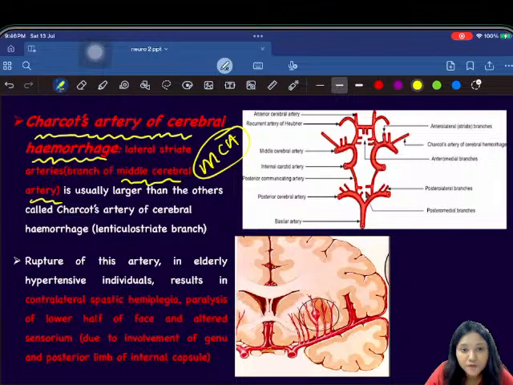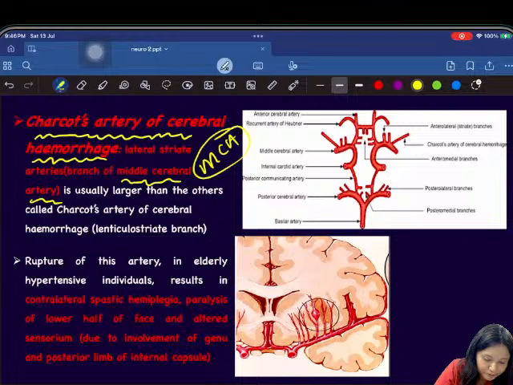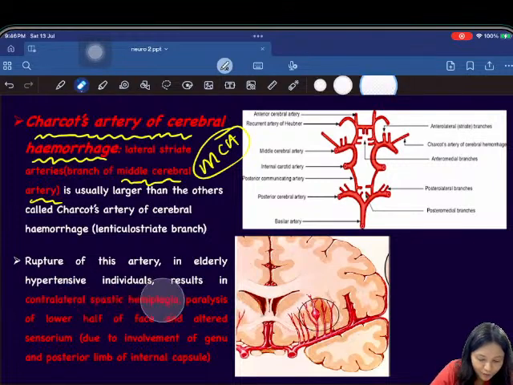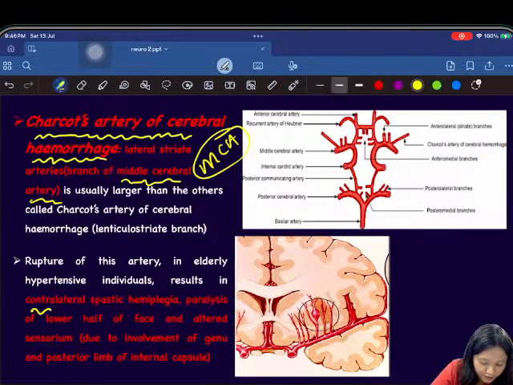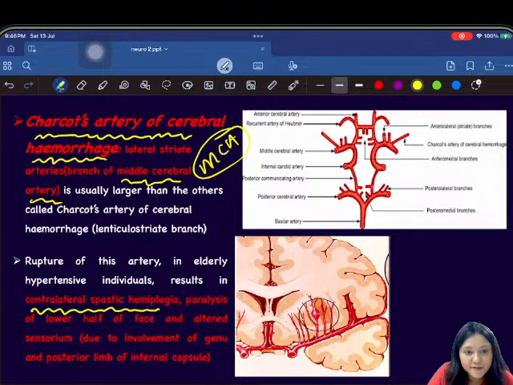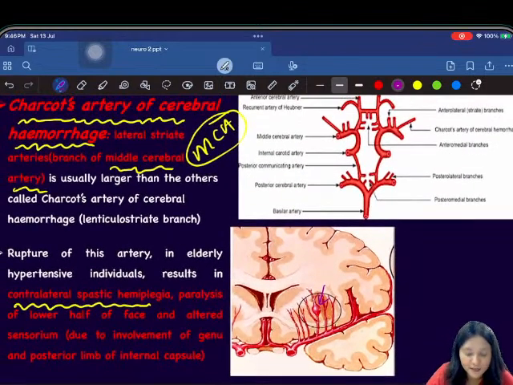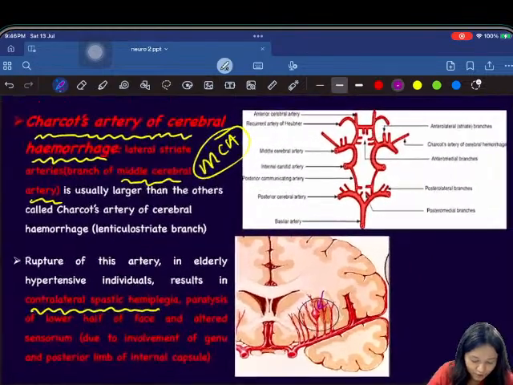And the rupture of this artery in elderly hypertensives will result in contralateral spastic hemiplegia. I think this shading you can't see. So you will see contralateral spastic hemiplegia and paralysis of the lower half of the face and altered sensorium due to involvement of the genu and the posterior limb. Sometimes they might ask you by giving this. These are the lenticulostriate branches. One of the lenticulostriate branches of the MCA is larger, and that is Charcot's artery.